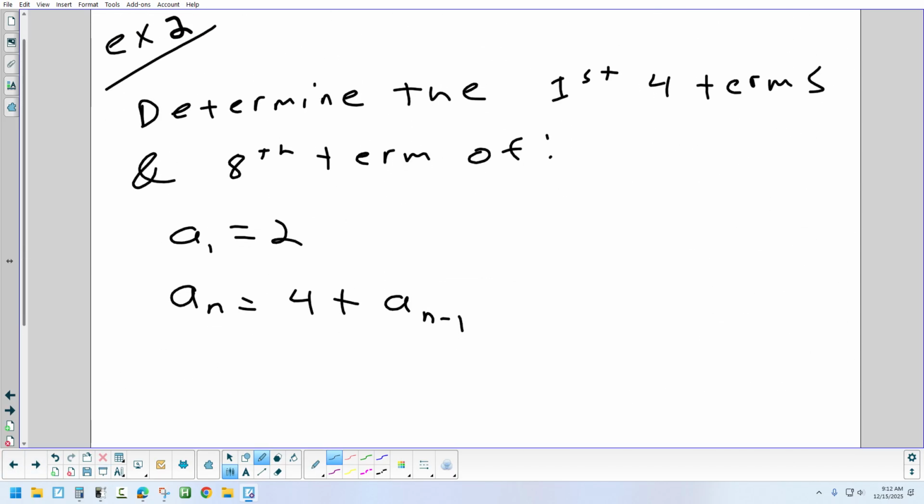All right, so let's try this one. We're not finding a formula here. This time they just say determine the first 4 terms and the 8th term. Okay, we know it's a recursive formula because we see something like this. Whenever you see a sub n minus 1 or minus 2, minus 1 means to go back to the one before and do something to it. If you saw a minus 2, that means you need to go back 2 terms and do something to that one. Okay. But either way, they're both recursive.